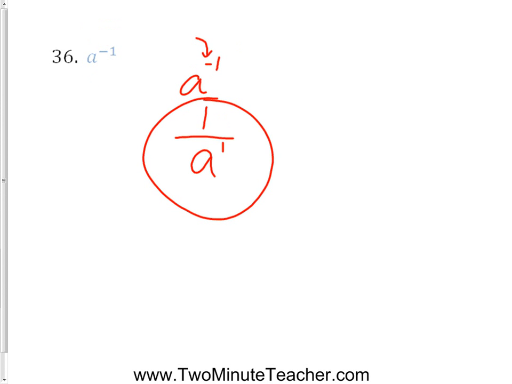All right, moving on. Number 36, a to the negative 1. What does that mean? Well, remember what I talked about before with the negative in the power? If you treat this like a to the 1, except the negative tells you to put 1 over that. 1 over a to the 1 would be my answer. Now, that's the same as 1 over a, of course, but a to the 1 is a.